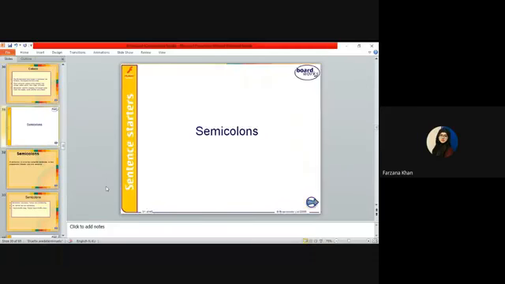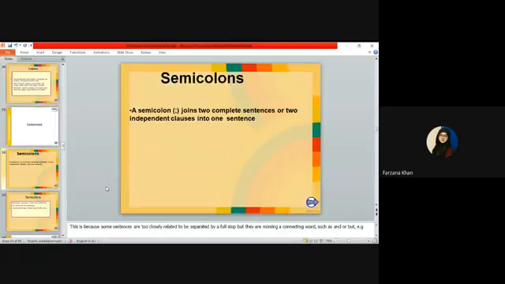Next is semicolon. You can see here the symbol of the semicolon, one dot, and after that there is a comma. Semicolon basically joins two complete sentences or two independent clauses into one sentence. And so a semicolon is a weaker pause as compared to the colon. This is because some sentences are too closely related to be separated by a full stop, but they are missing a connection word such as and, but, or because. Then we add semicolons there.